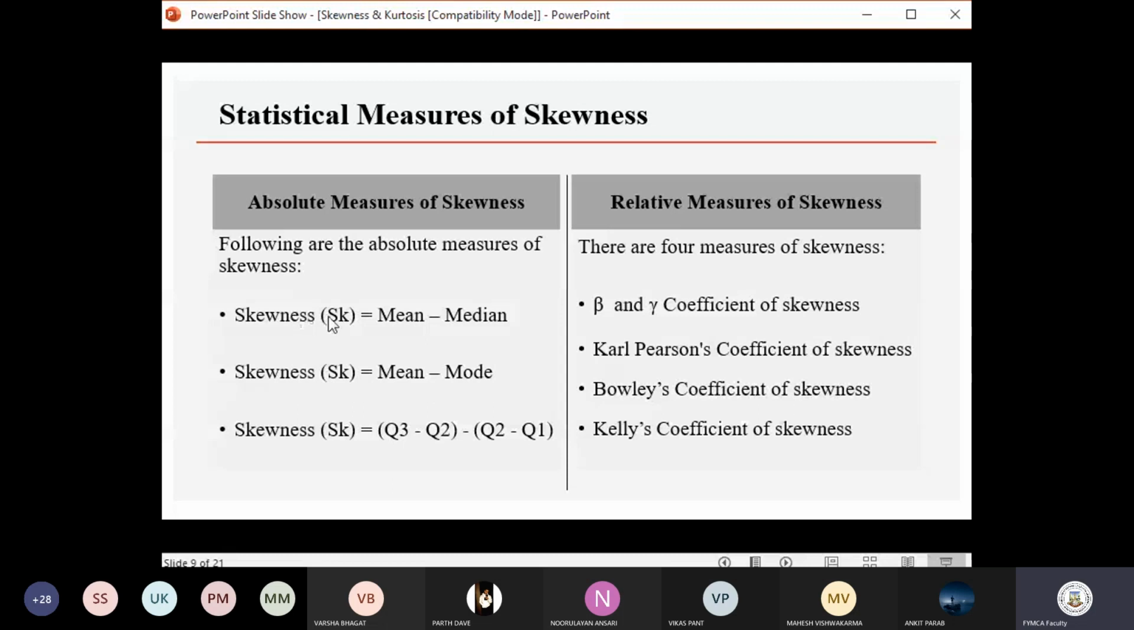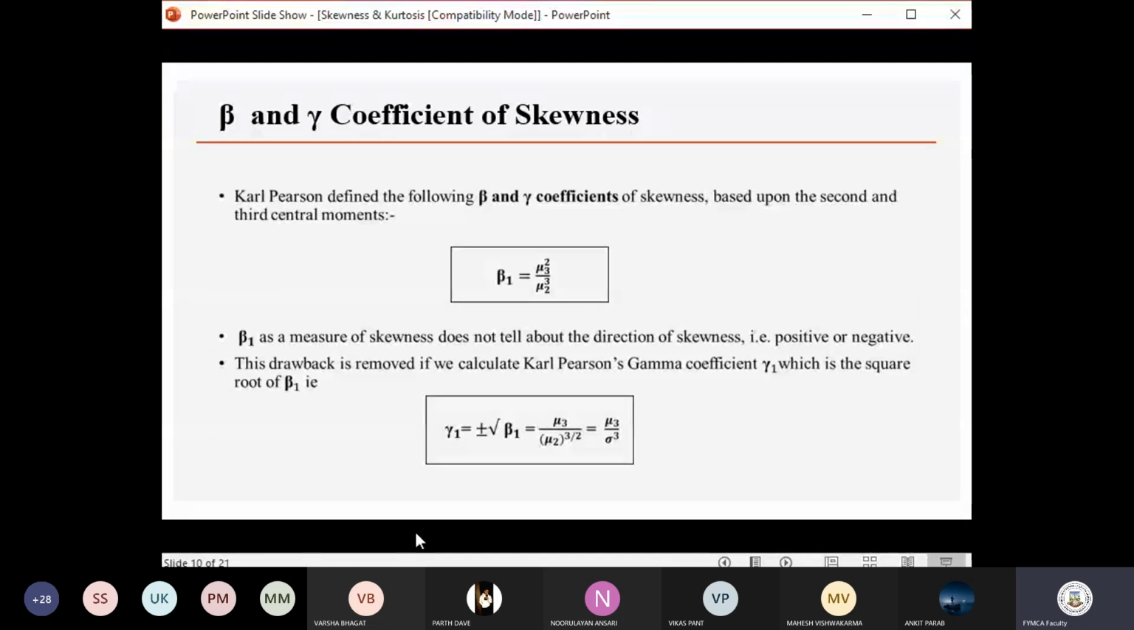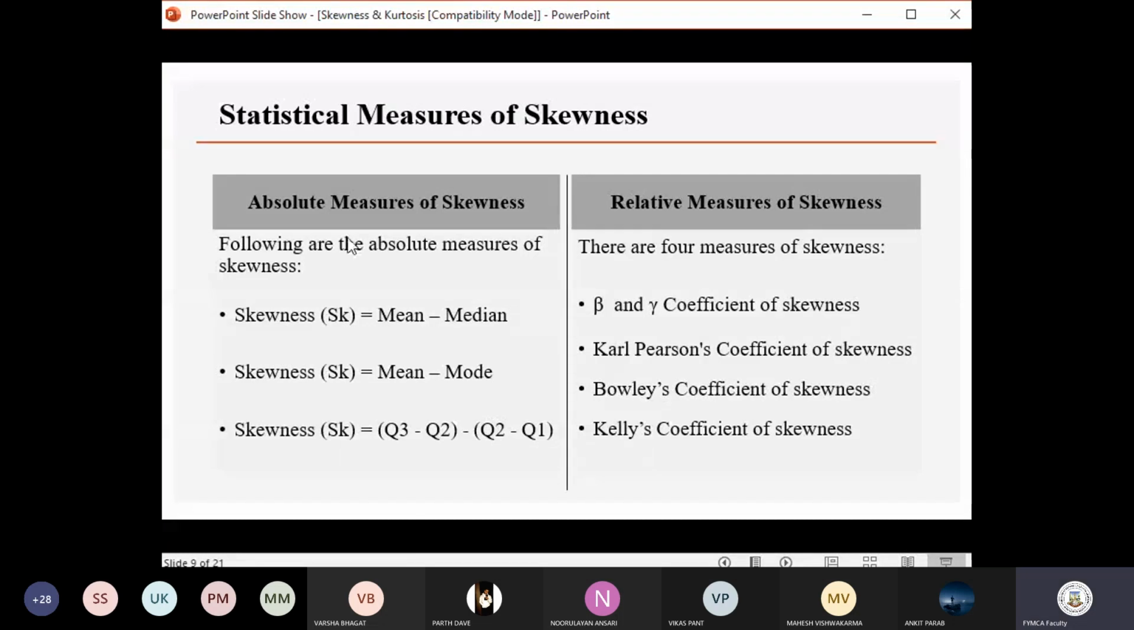So the first formula under the absolute case, that is skewness Sk is equal to mean minus median. When do we have to use this? Whenever the data is not able to handle the mode operation, or mode is not possible on that particular data, or mode is going to provide you extreme values.